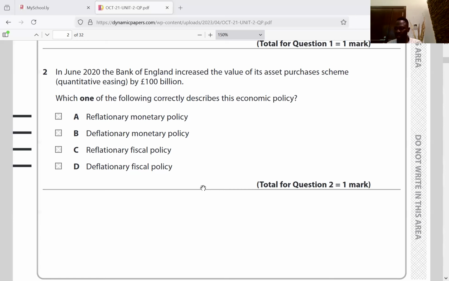It's reflationary monetary policy because it simply talks about adding value to the money. So it expands it. If it is deflationary, it contracts. So it is A.